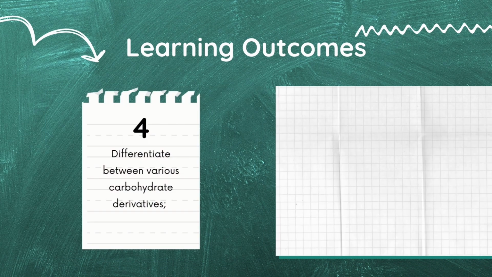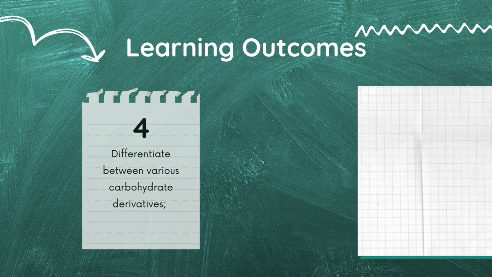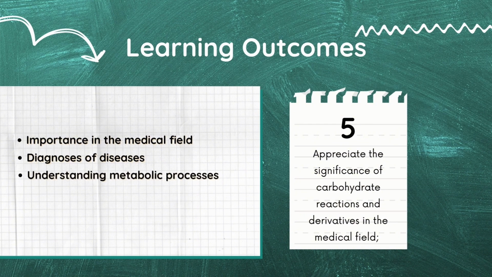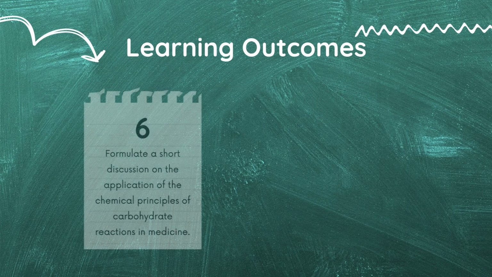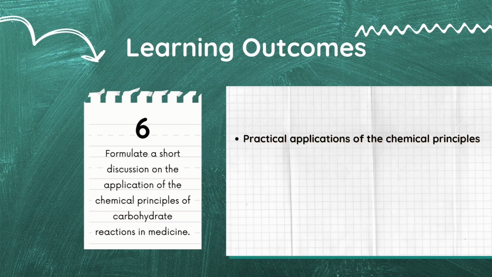For the fourth, we also compared and contrasted the different carbohydrate derivatives, highlighting their unique features and differences. Ding, ding, ding, another one. For the fifth one, we explored how the reactions and derivatives of carbohydrates are essential in the medical field, from diagnosing diseases such as diabetes to understanding metabolic processes. So that's another one. And lastly, we have our sixth learning outcome. We had a short discussion about the practical applications of these chemical principles in the medical field. We talked about real-world examples and their implications, fulfilling our final learning outcome. Looks like we covered all our learning outcomes for this session.